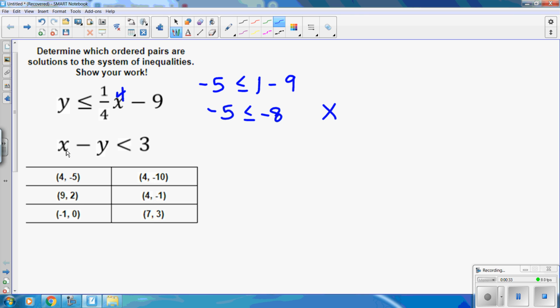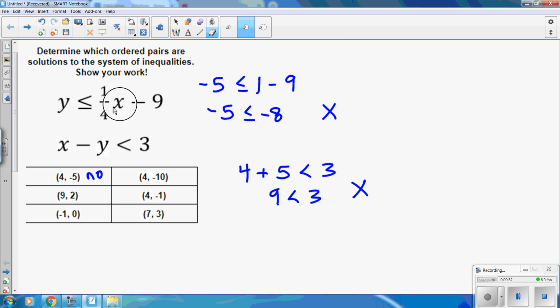We're going to check this one. Plug in 4 for x. Minus, plug in -5 for y, so it makes it a plus 5. Two negatives makes it positive. This would be 9 less than 3. 9 is not less than 3, doesn't work for that either. So it's definitely no here.